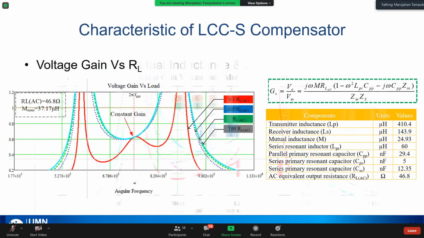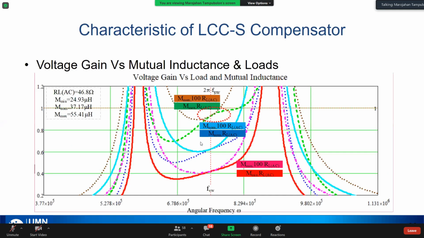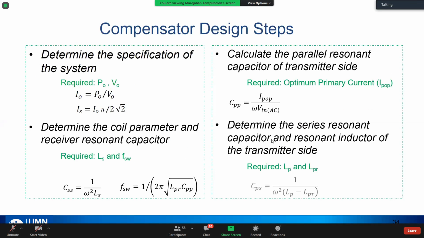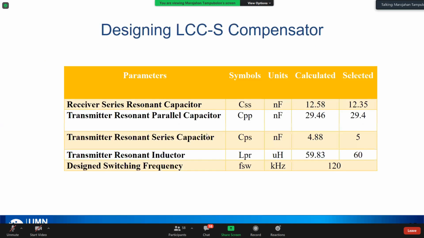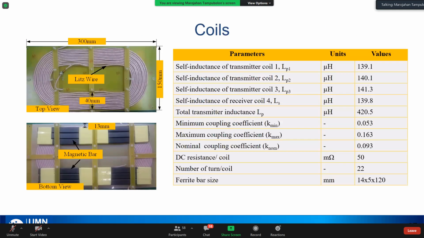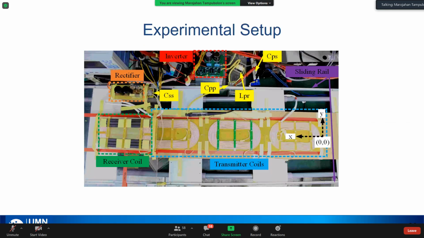Okay, this is another plot of the gain. We want to see how the mutual inductance affects the gain, and we can see here it also decreased almost linearly, I think. Okay, skip this one. This is the parameters we use in the system, and this is the picture of the hardware we developed before, and this one is the whole experimental setup.